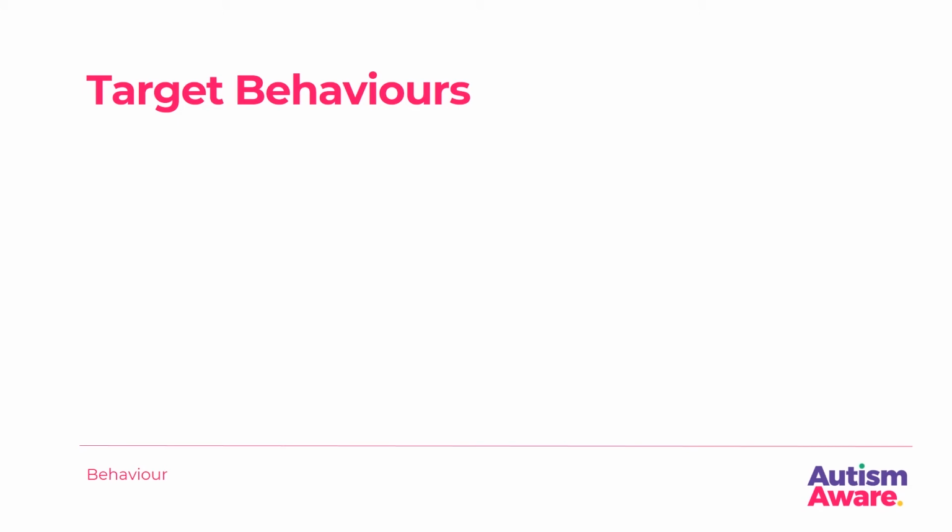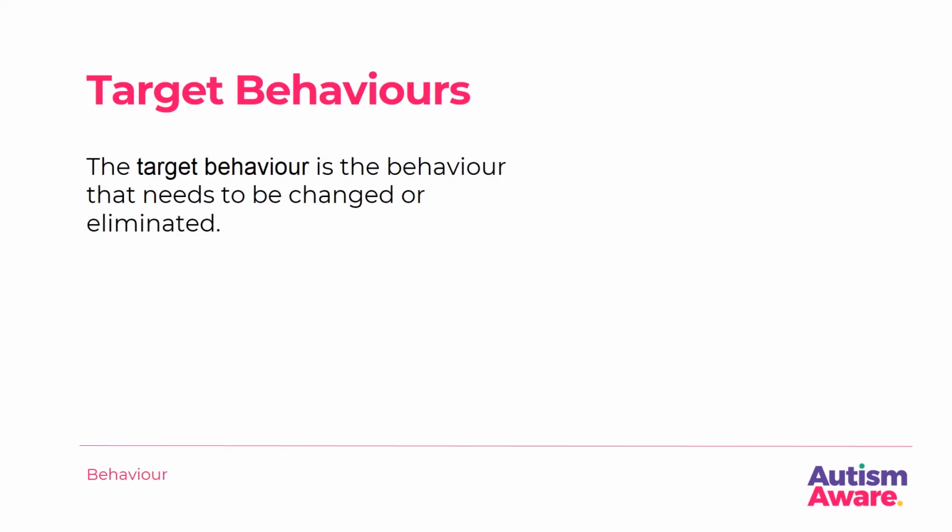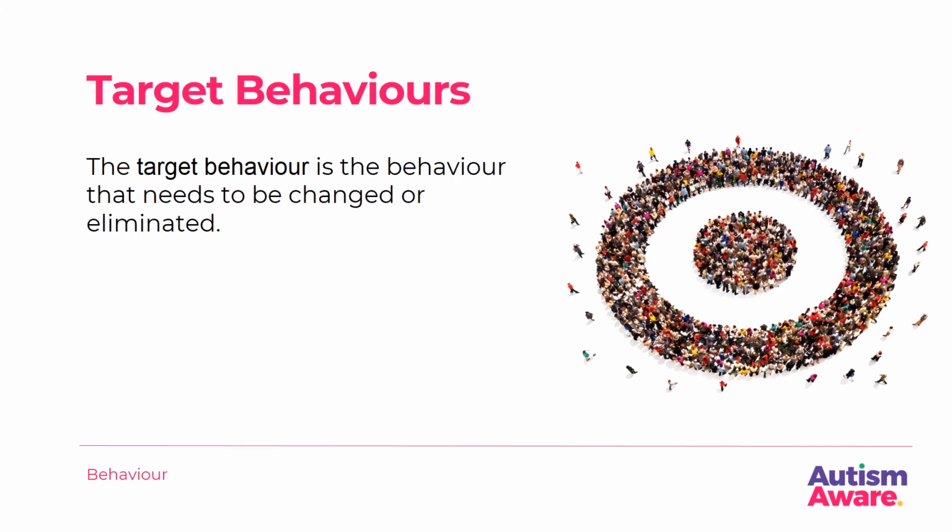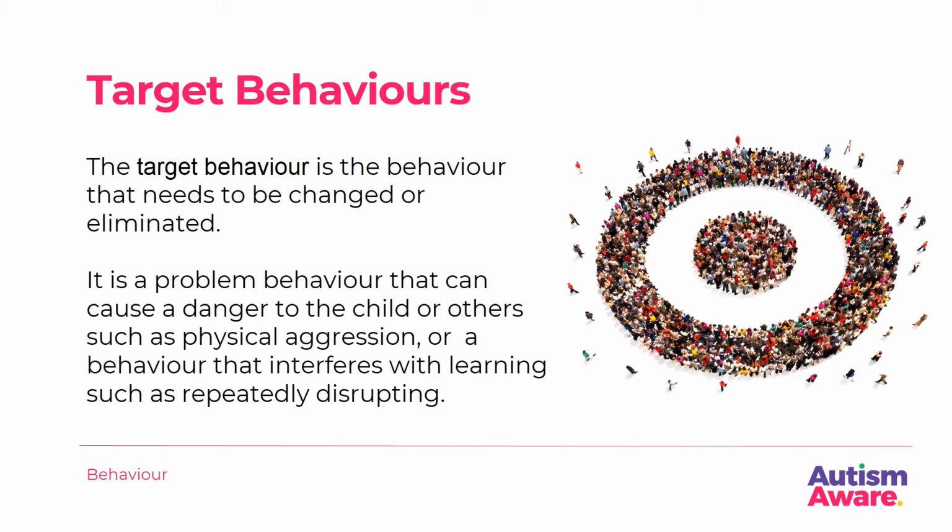Target behaviours. The target behaviour is the behaviour that needs to be changed or eliminated. It is a problem behaviour that can cause a danger to the child or others, such as physical aggression, or a behaviour that interferes with learning, such as repeatedly disrupting.